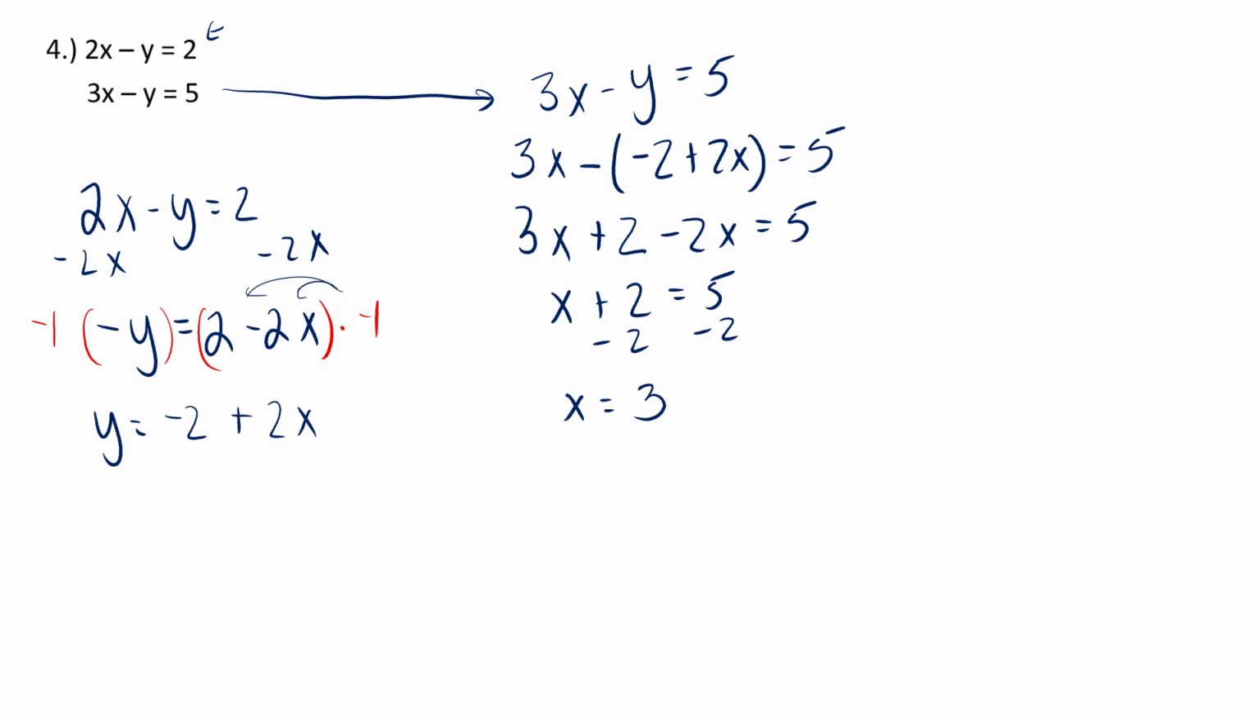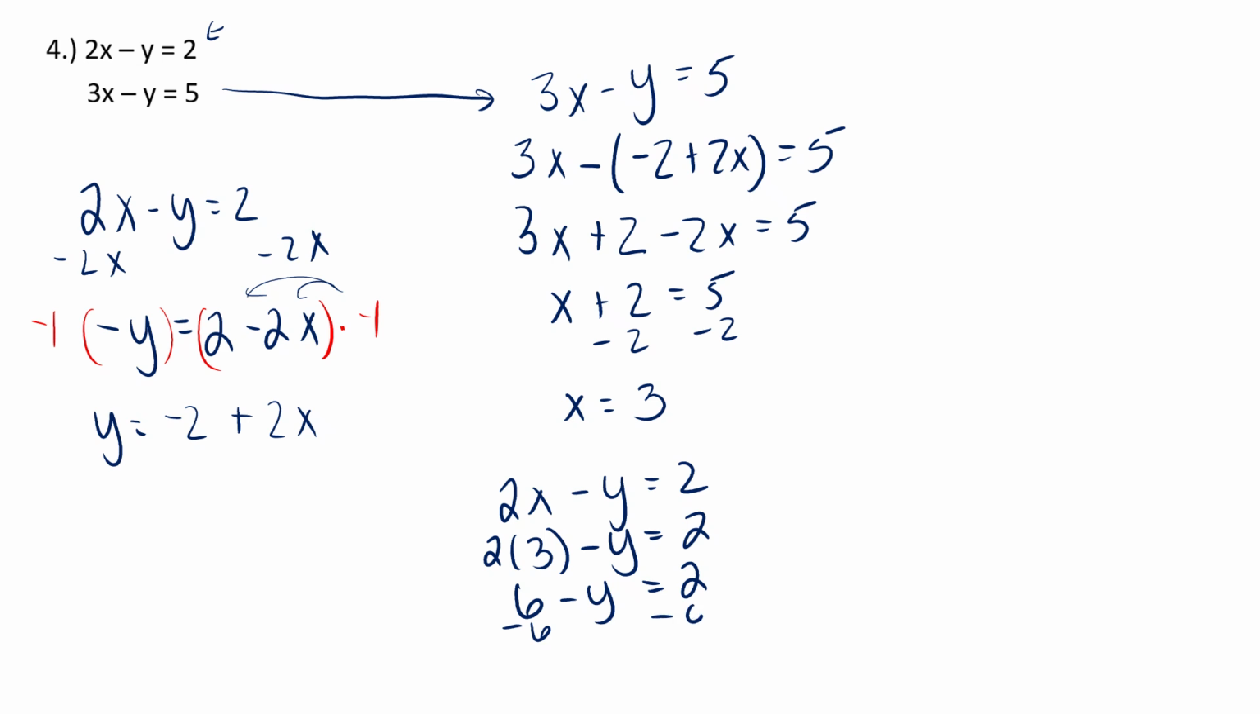And then you can pick whatever equation you would like to figure out what y is. We'll go back to that first equation. 2x minus y is equal to 2. So 2 times 3 minus y equals 2. 6 minus y equals 2. Subtract 6 from both sides. So we get -y is equal to -4. Divide both sides by -1 or multiply by -1, or you could say if -y equals -4, then positive y must be positive 4. And so we end up with the ordered pair 3, 4.